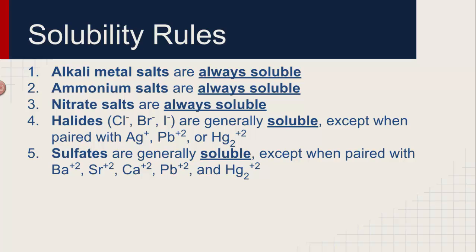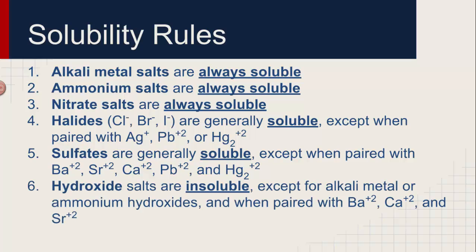Sulfates. Anything that's a sulfate will usually dissolve unless it's paired with one of these 5 ions: barium, strontium, calcium, lead-2, and mercury-1. All of them are +2 ions. Okay? So other sulfates will generally be soluble, but if it's with one of these, it will be a solid precipitate.